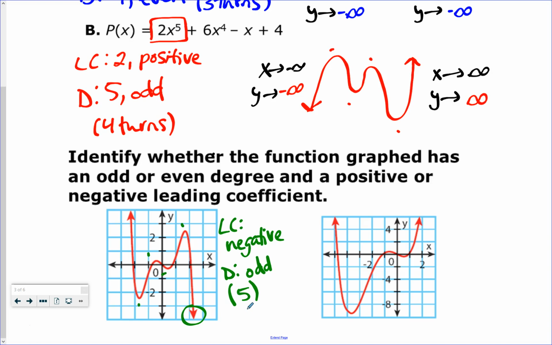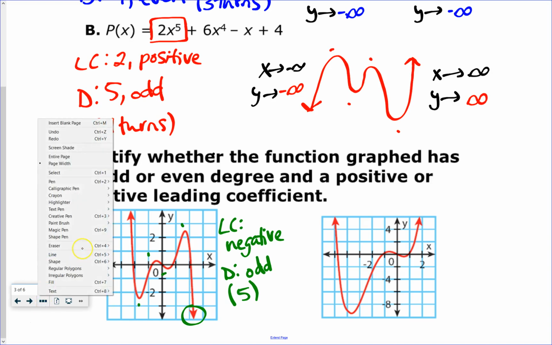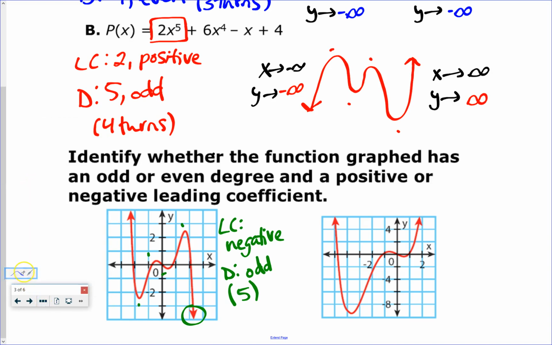No, we're not doing that one. We could, but we're not. So just this next one. Leading coefficient, you should just have positive or negative there. And then degree. So do this one. Compare with the neighbor. I'll give you a whole 5 seconds.